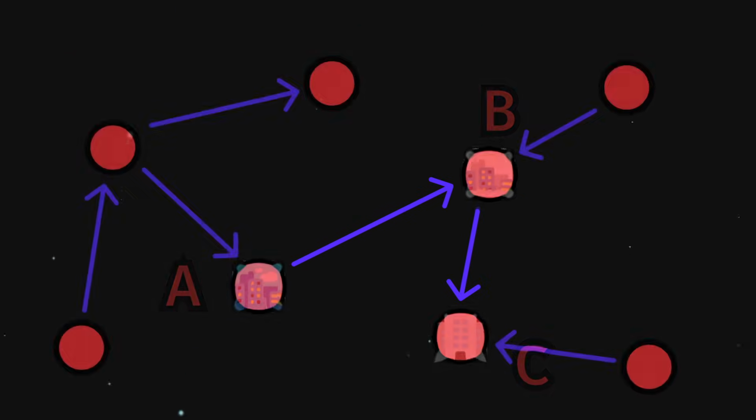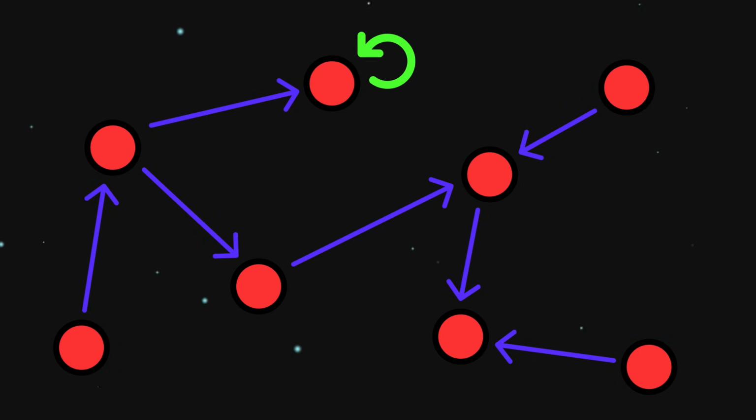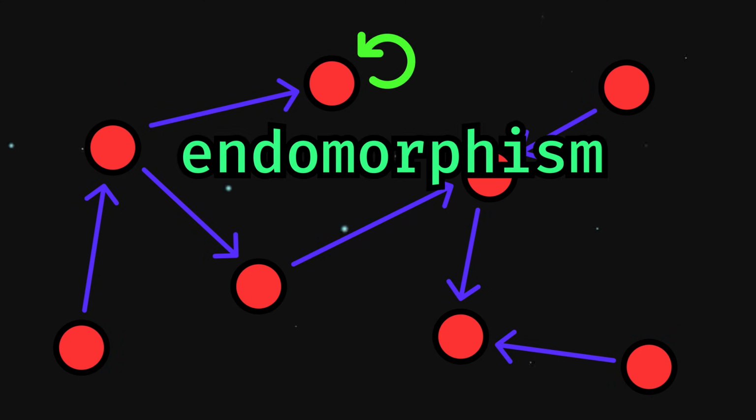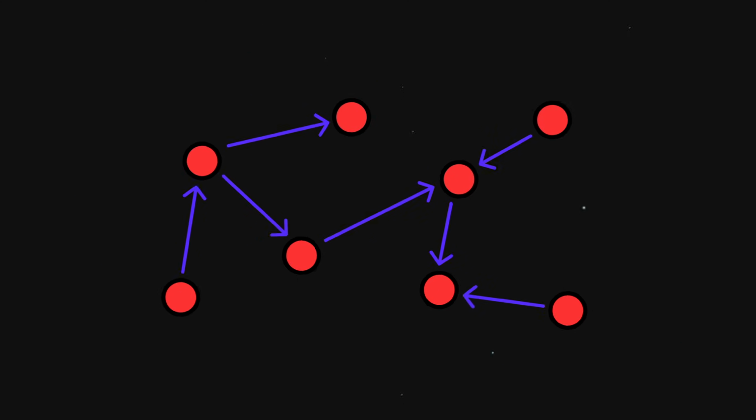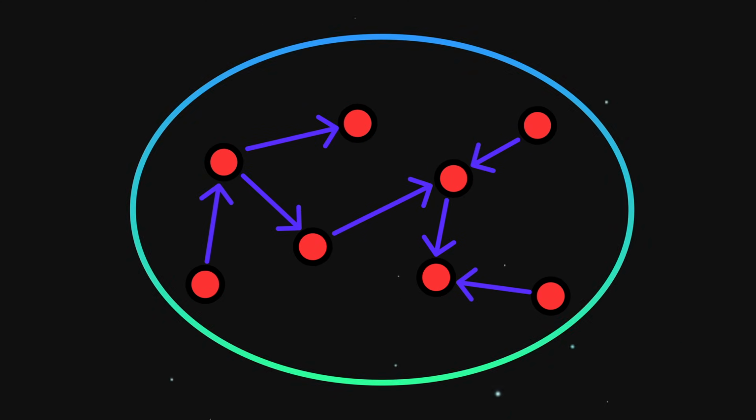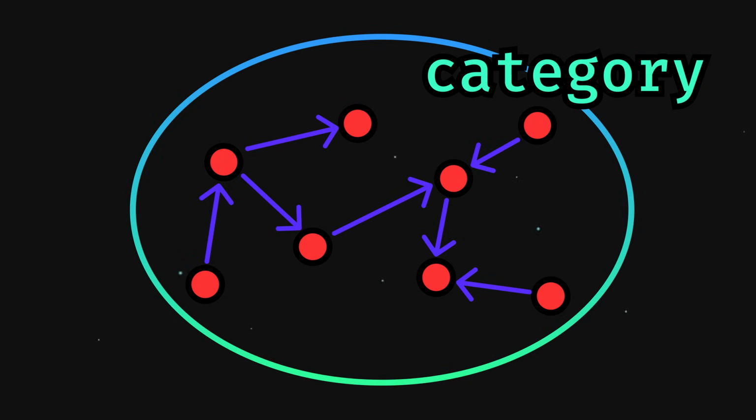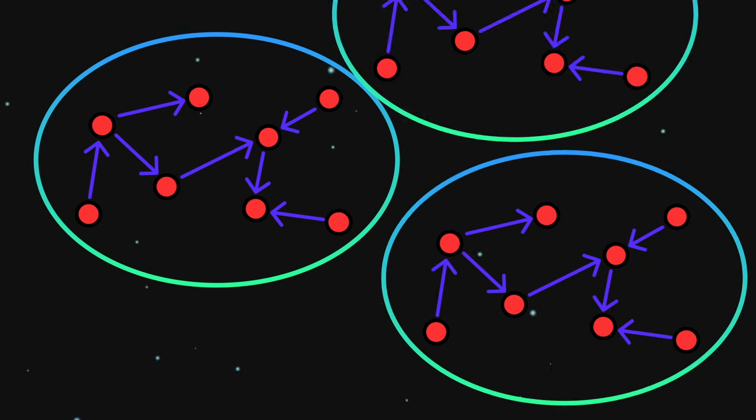One interesting thing to note is that you can have an arrow from an object to itself. This is known as an endomorphism, with endo being Latin for from within. A collection of objects and the morphisms they have between each other is known as a category. And as the name category theory suggests, you can have as many of these as you want.